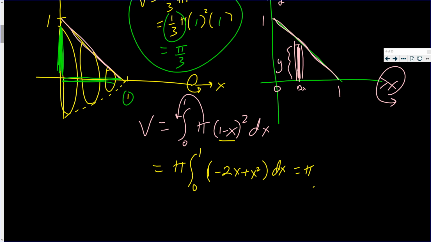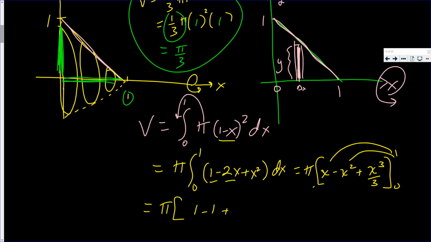When I integrate it, the integral of 1 is x, minus the integral of 2x, which is x squared, plus the integral of x squared, which is x cubed over 3, from 0 to 1. So the pi stays out. I put in 1 for x. I get 1 minus 1 squared, which is 1, plus 1 cubed over 3, which is 1 over 3. So the 1's cancel out, and I get pi times a third, which is pi over 3.